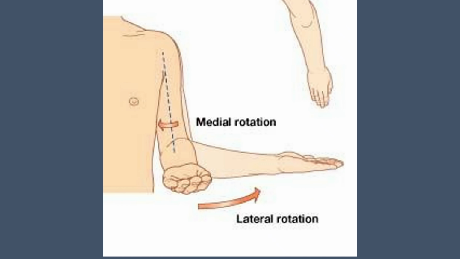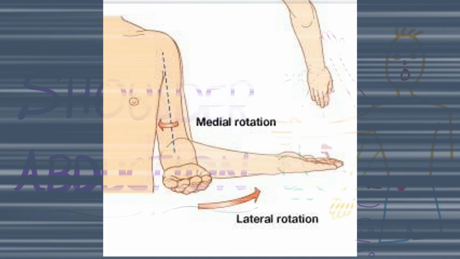The contraction of the subscapularis muscle, anterior part of the deltoid muscle, and teres major muscle is responsible for bringing about medial rotation. The lateral rotation movement is brought about by the contraction of the posterior fibers of the deltoid, the teres minor muscle, and the infraspinatus muscle.